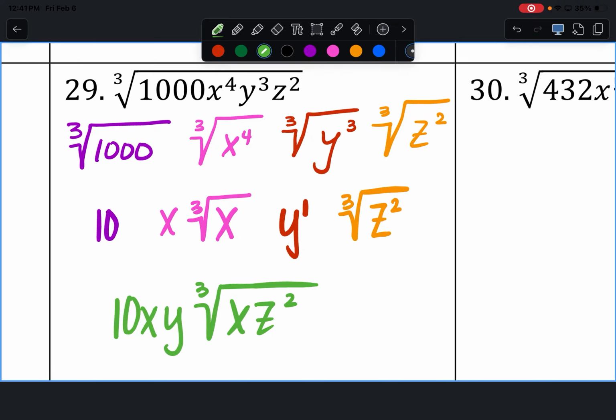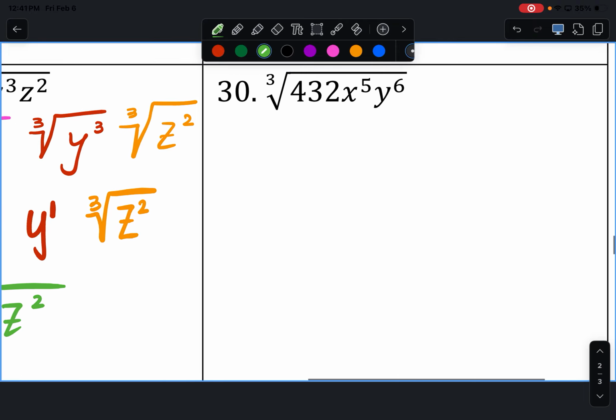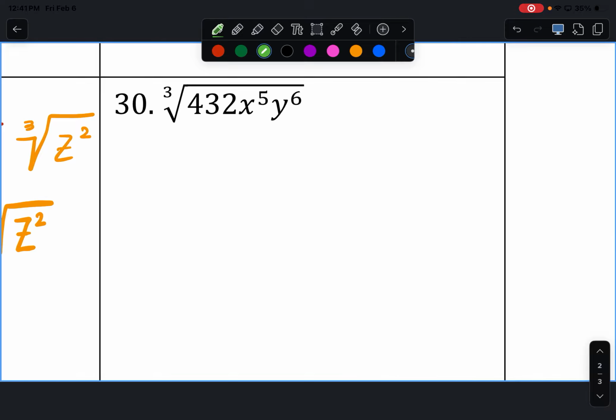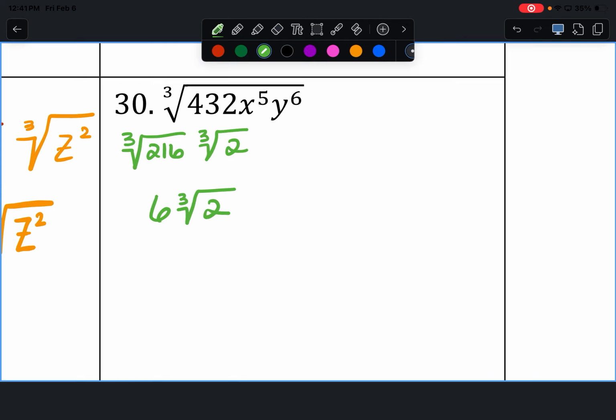All right, for number 30, what is the biggest perfect cube that goes into 432? 216 times what? What is the cube root of 216? So we have 6 times the cube root of 2.